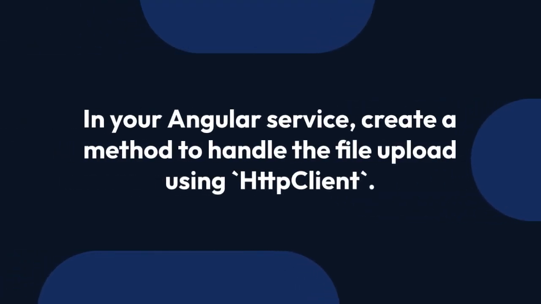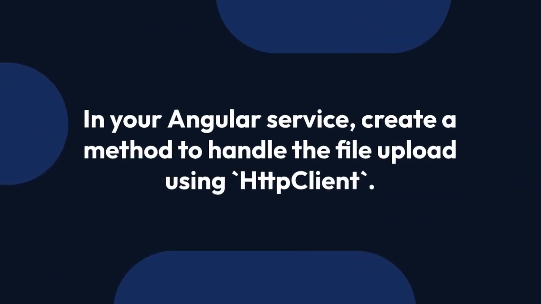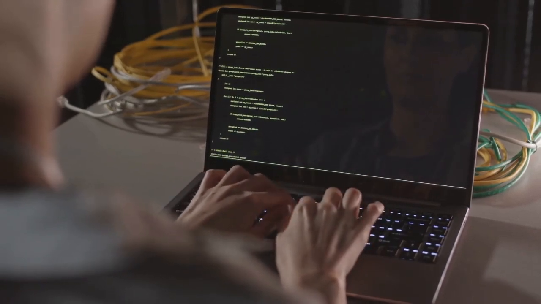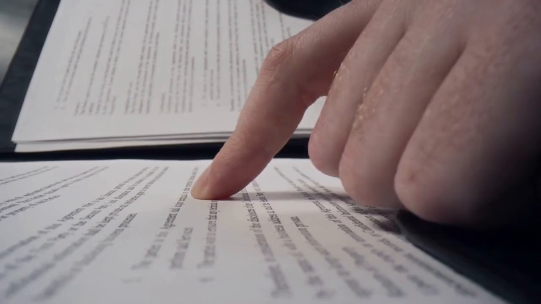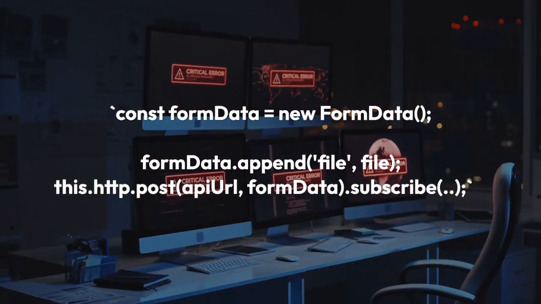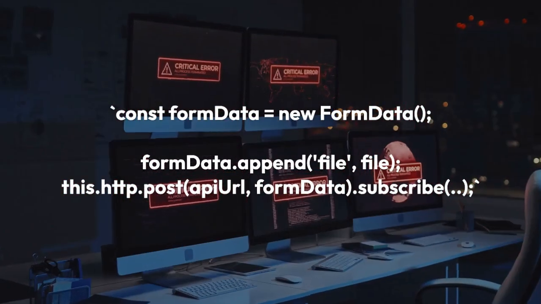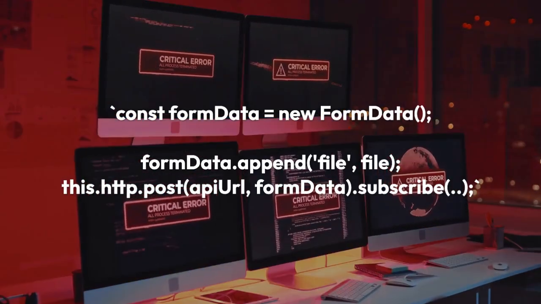4. In your Angular service, create a method to handle the file upload using HttpClient. Within this method, use the FormData API in JavaScript. Add the file to the FormData object and then send the request to your ASP.NET Core API endpoint. For example, const formData = new FormData(); formData.append('file', file); this.http.post(apiUrl, formData).subscribe().